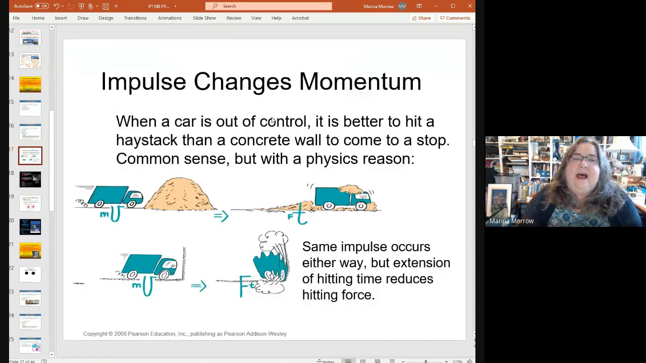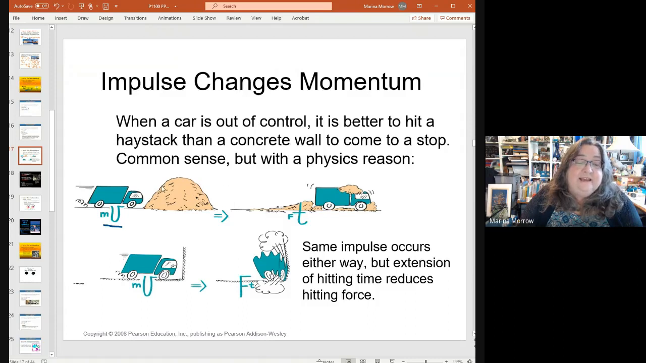Okay, so one of the cool things about this is that this is very useful. It's the time that matters, and that will actually change the amount of force. So we want to bring something to a stop, like a car or a truck here. The truck has a certain amount of momentum. They're going too fast and they're going off the road.